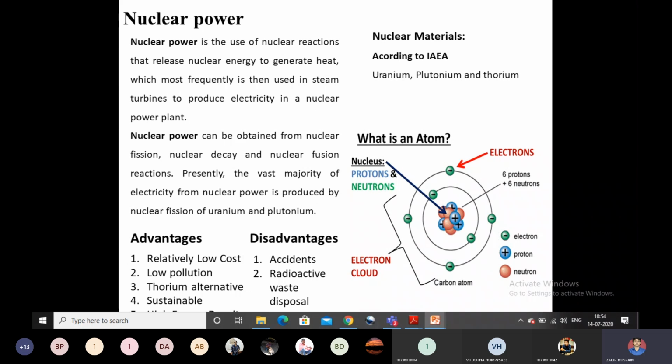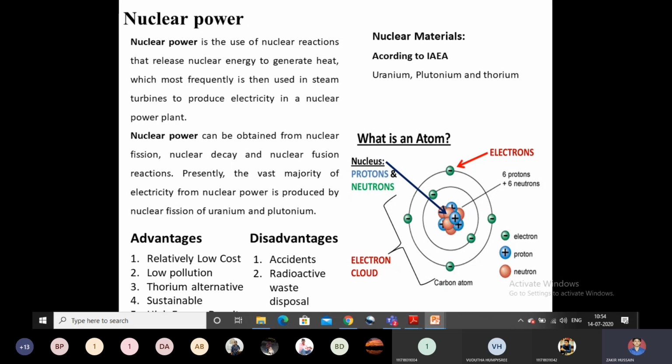Then nuclear power. Nuclear power is nothing but the use of nuclear reactions in order to get energy through atomic bombardment. Just simply, we can say this is atomic bombardment, and whatever energy we obtain from this bombardment, we can use for conversion to electricity in steam turbines. Nuclear power can be obtained from nuclear fission, nuclear decay, and nuclear fusion reactions.